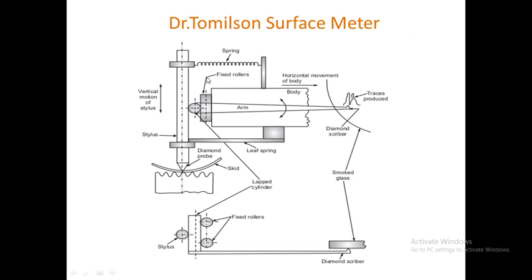Now third is the fixed rollers. Now you can see here the top view. In the front view a single fixed roller is visible, but from the top view we have two fixed rollers. So this is my lap cylinder.